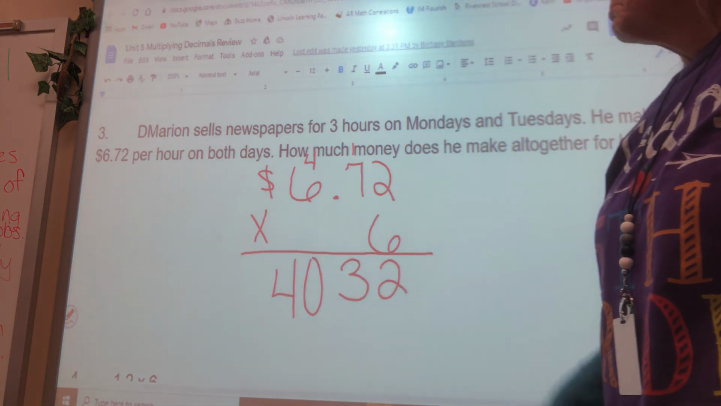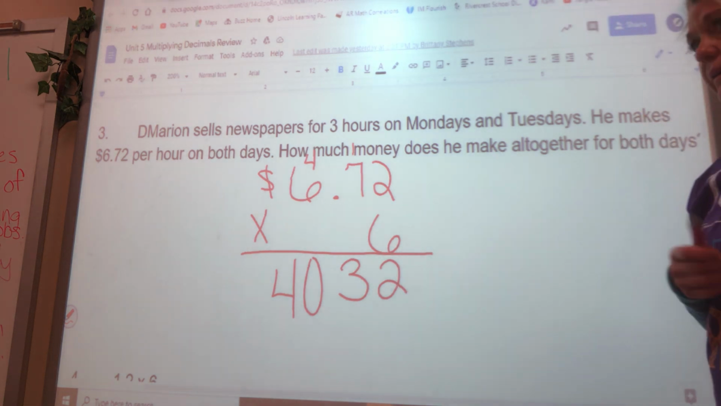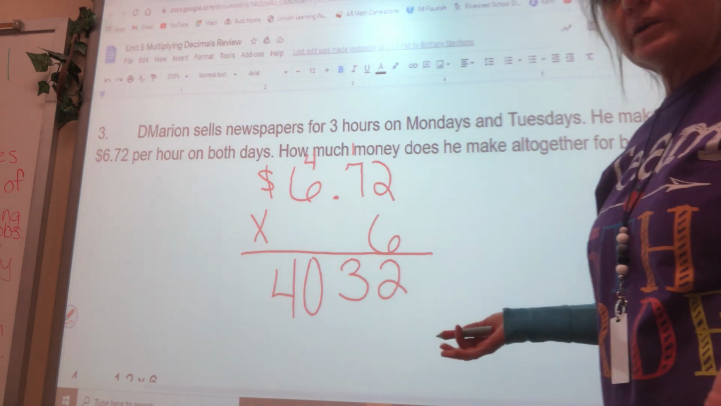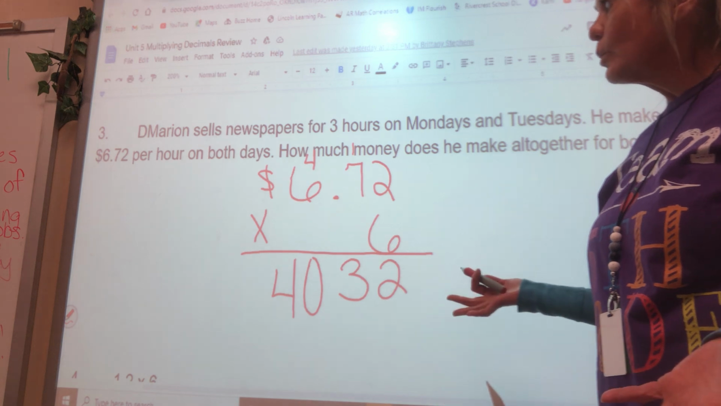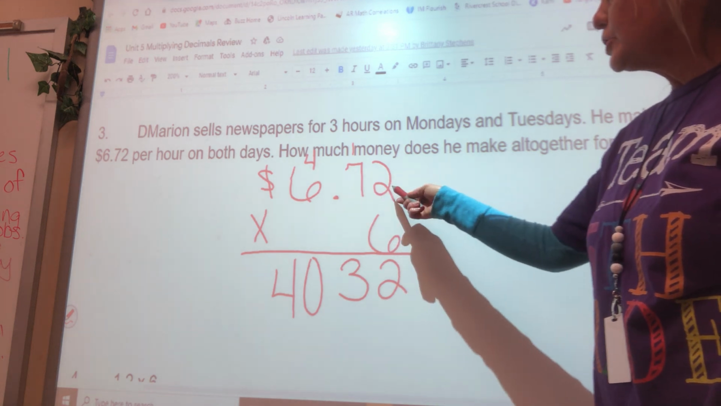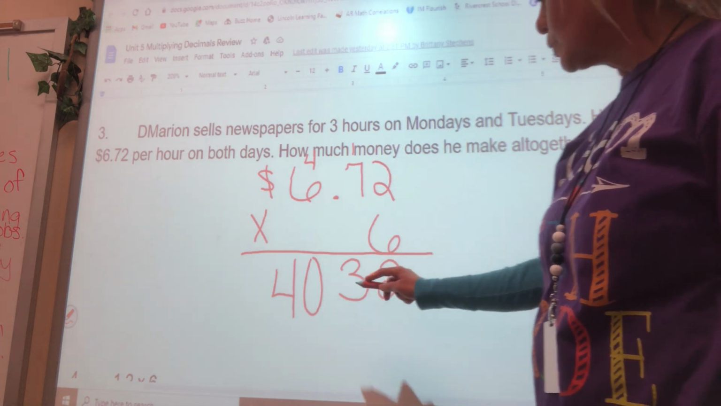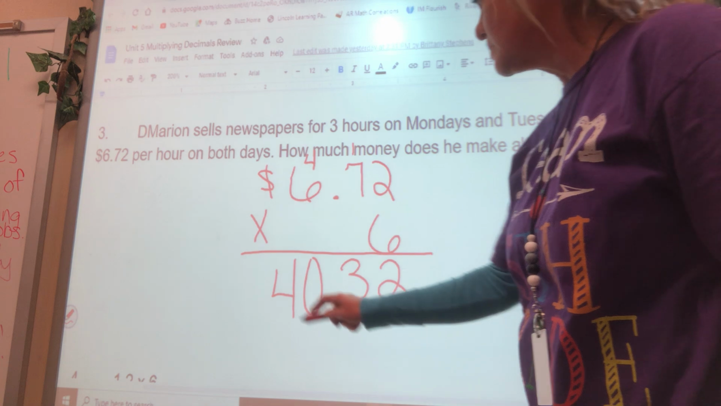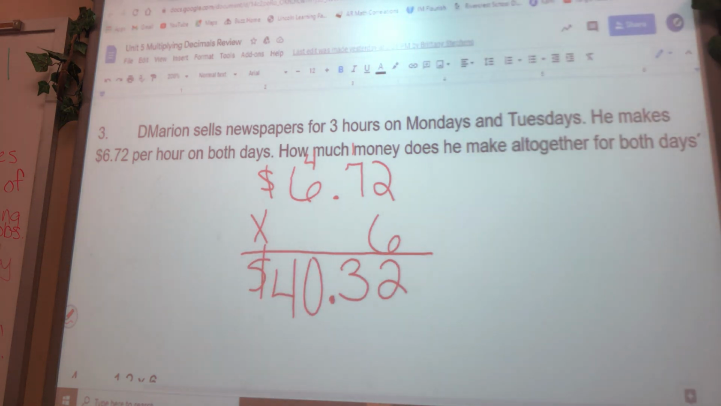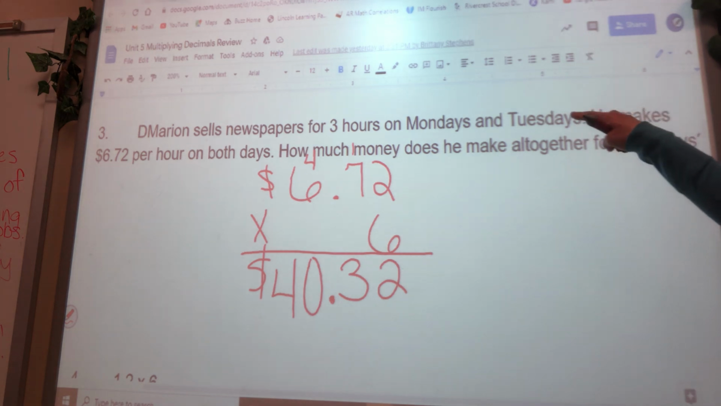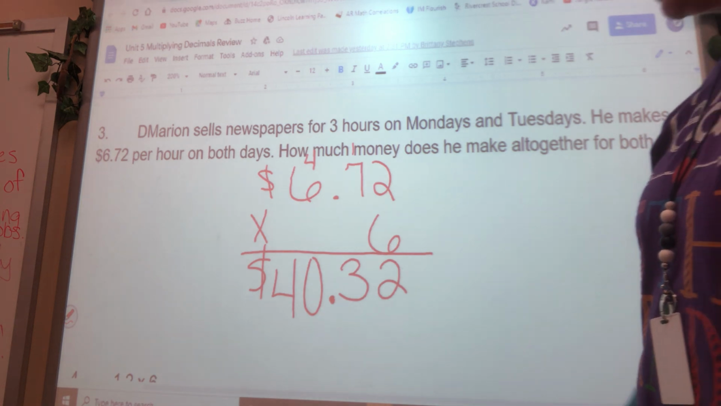Now, 2 different things tell us that there should be two decimal places back here. First of all, we know it was money, so if we're talking in dollars and cents, we're going to have 2 decimal places. Also, we know we had 2 digits behind the decimal in the whole problem, so that's how many digits will be behind the decimal in the answer. And this was money, so we need to put our dollar sign. So for 6 hours work on his 2 days, he would have earned $40.32.